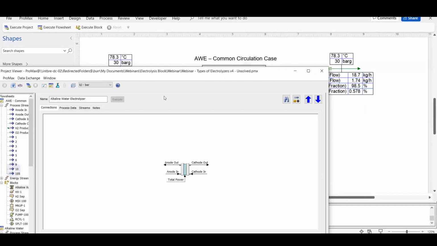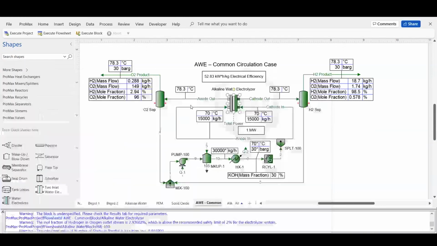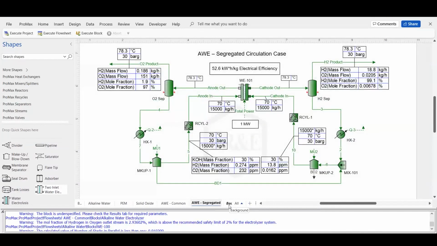Let's see what we have. We have 1% crossover hydrogen. In this case, we have a pretty high hydrogen content, but we also have no crossover oxygen, and we have a pretty high oxygen content in our hydrogen product. So there's a better way to do this, and we can segregate these flows. These are things you would do with a process simulator to optimize the design of one of these processes.